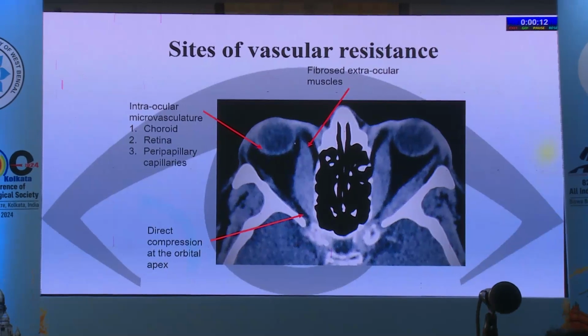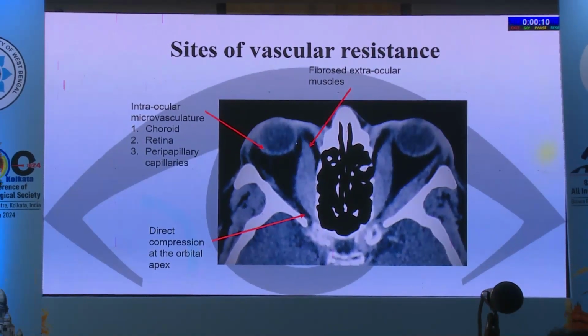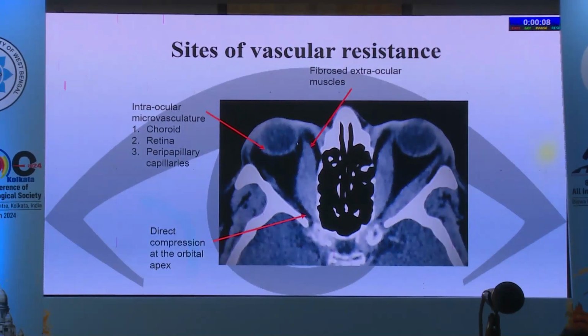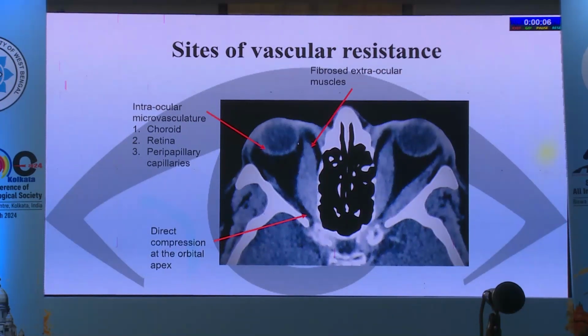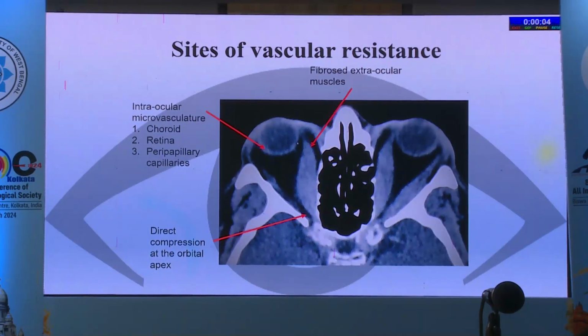So we can't actually do anything about the first two. We could relieve the direct compression of the vessels at the orbit using a decompression surgery, and thus we can reduce the resistance and improve the perfusion.